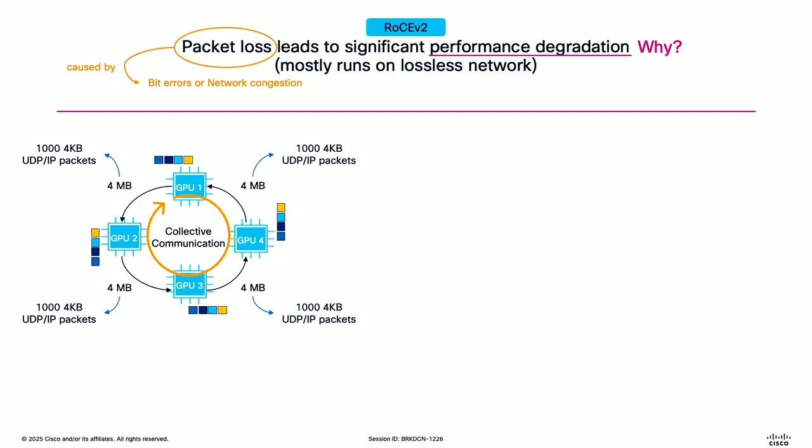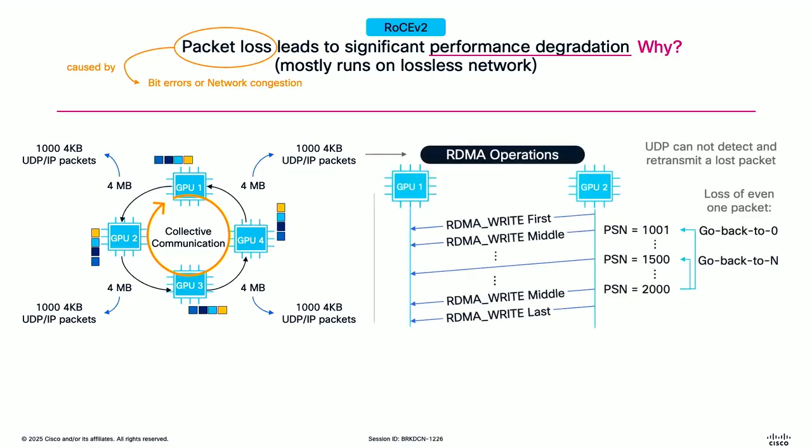So each GPU is sending 1,000 packets to the next GPU in this whole collective communication. They're all talking to each other. That's why we call it collective communication. If you tap into the wire, this is exactly how it works: there's a first RDMA transfer, then a middle RDMA transfer, then a last RDMA transfer. Each of them carries a packet sequence number.